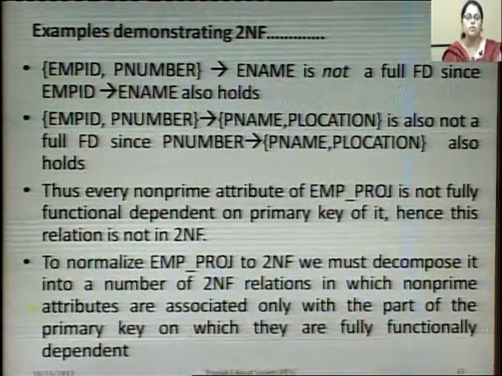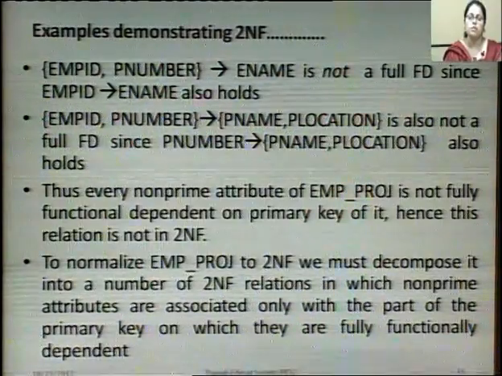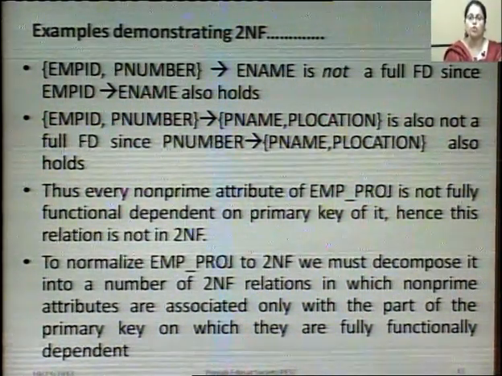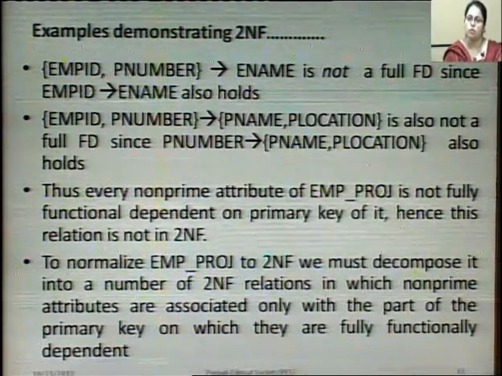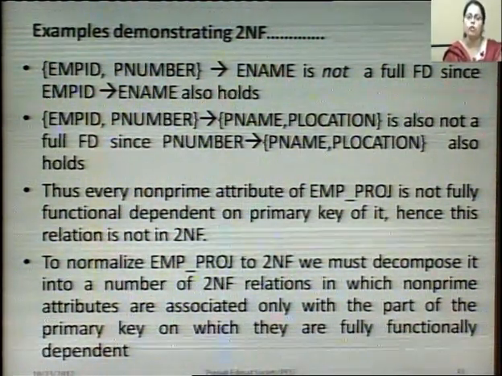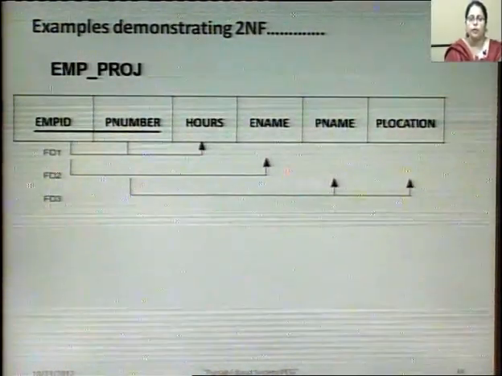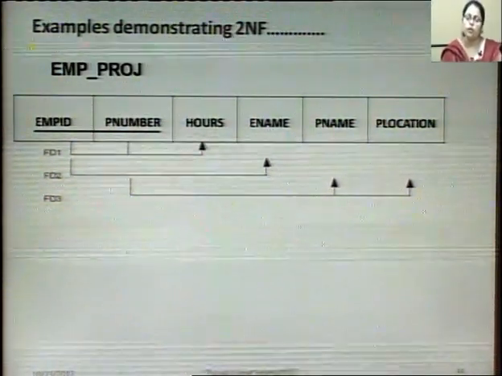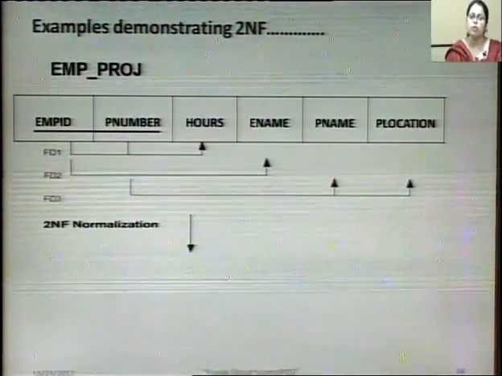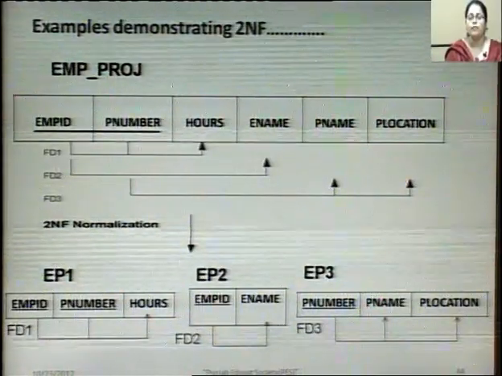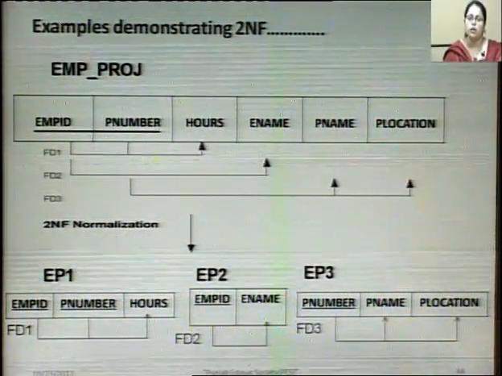To normalize this relation to second normal form, we must decompose it into a number of second normal form relations in which non-prime attributes are associated only with the part of the primary key on which they are fully functionally dependent. So this was the original relation. After second normalization, we have decomposed the relation into three relations.